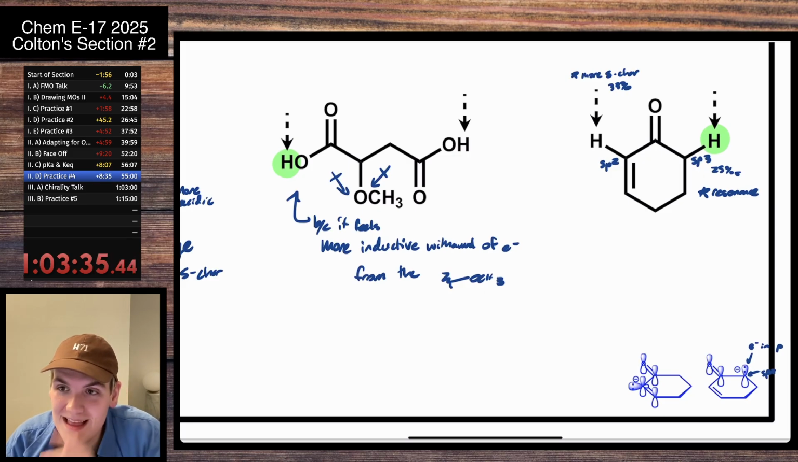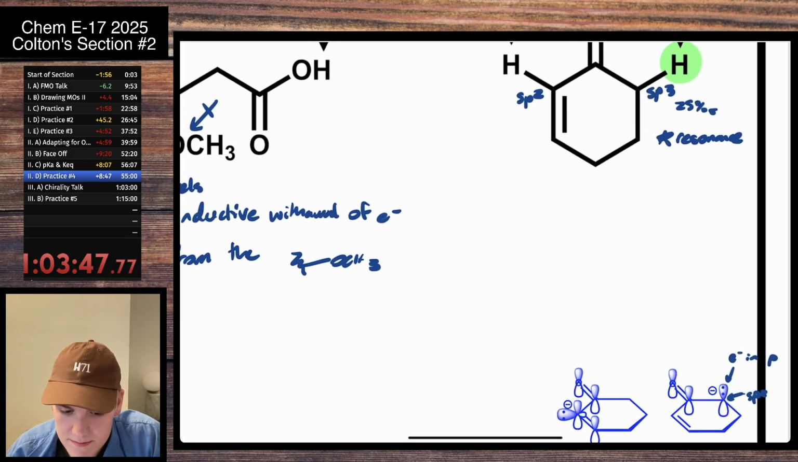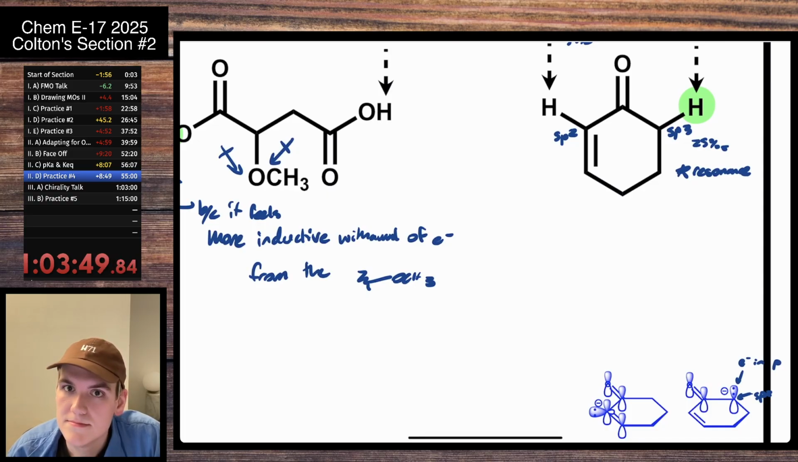Questions on this before we do our last hard pivot and talk a little bit about chirality with our last 10-ish minutes? I'm sorry, this might be a little bit off topic, but amongst those three molecules, how would we determine which one is the most acidic?